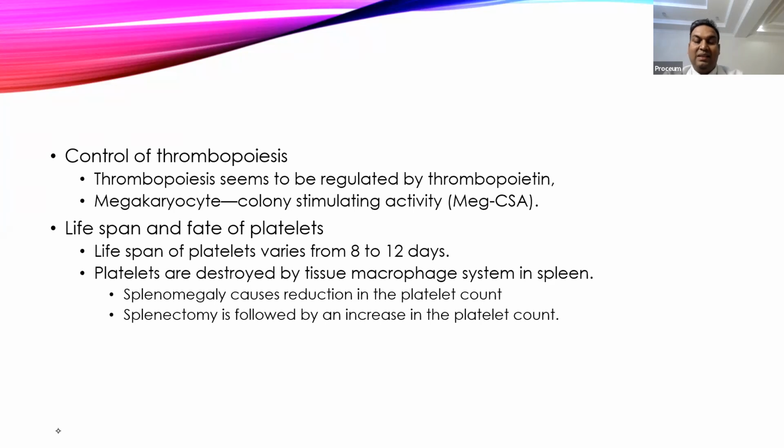Whenever there is increased splenic size, a condition called splenomegaly, it causes an increase in platelet destruction, and that will lead to a reduction in platelet count. Similarly, if the spleen is removed, a condition called splenectomy, the destruction of platelets will decrease, and that will lead to an increase in platelet count.